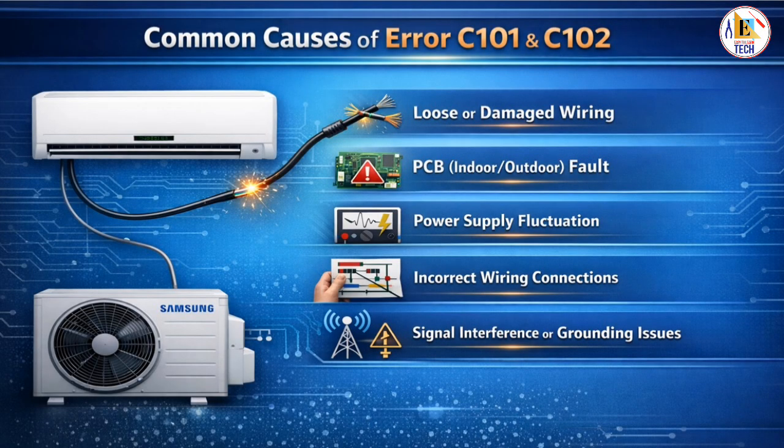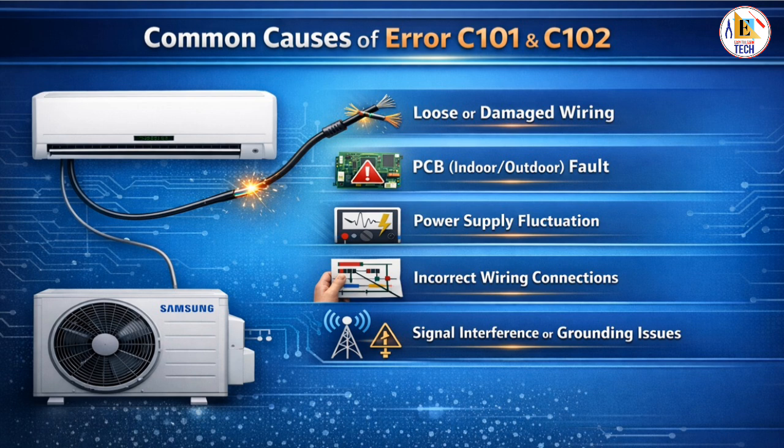What are the common causes? Now let's understand the main causes behind this communication error. The most common reason is loose or damaged communication wiring between the indoor and outdoor units. Another possible cause is a faulty PCB either in the indoor unit or the outdoor unit, which interrupts signal transmission.